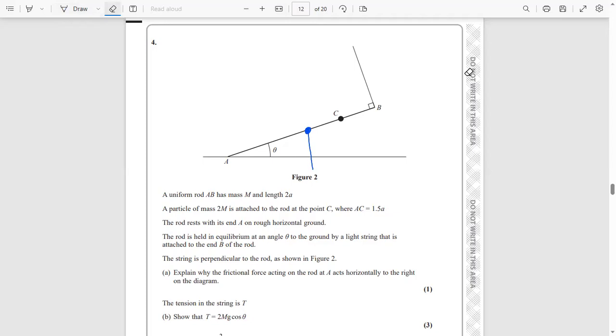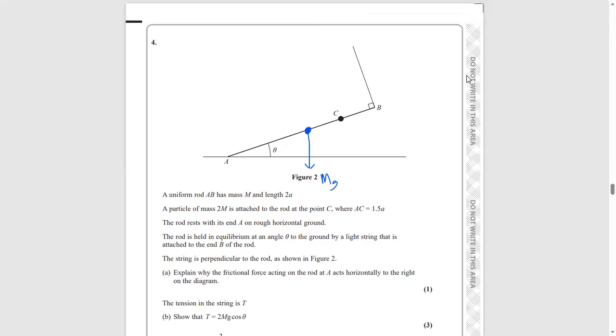Sorry, let me try and do this a bit more vertical. So you've got a weight going down there, and that's going to be capital Mg. So that's your weight going down there. Mass times acceleration is your force going downwards. Okay, so you've got that. And we've got a length of 2a, so just bear in mind that AB is 2a. Let me write a note here that AB is equal to 2a.